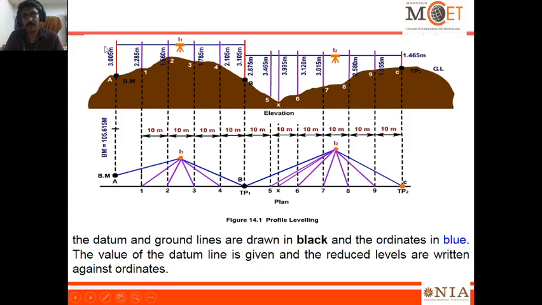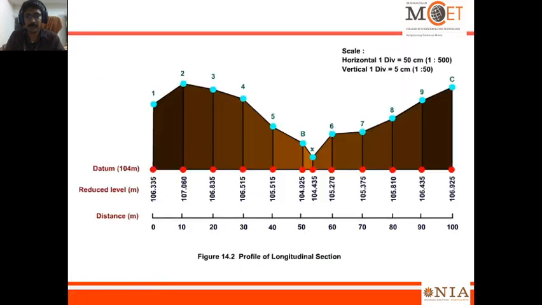From here we obtain the height of the instrument. From that height of instrument, we have to reduce all the points to get the elevation of those points. We already know the height of instrument method, the same procedure is adopted. And for the next 10th meter, what is the RL value?